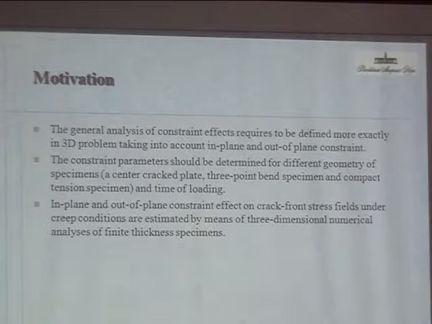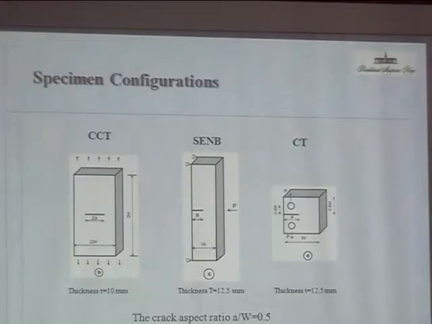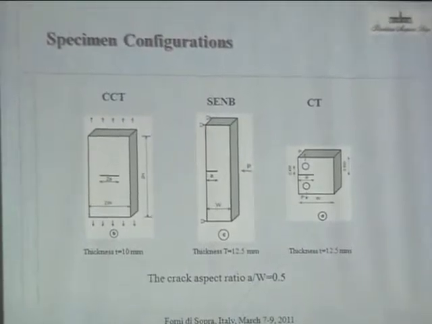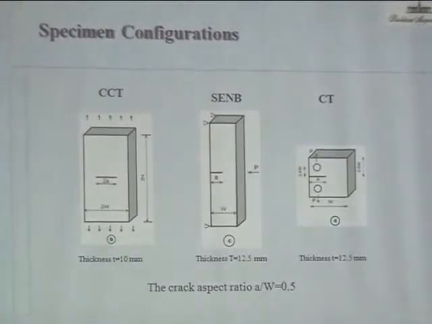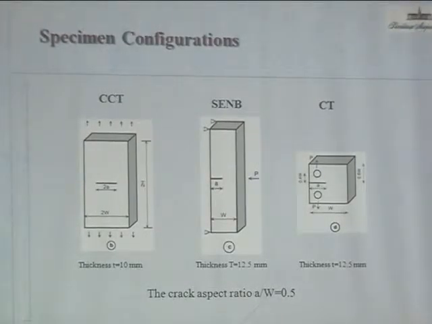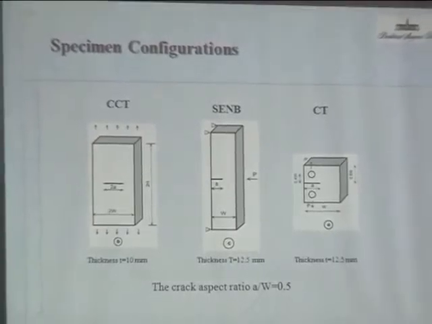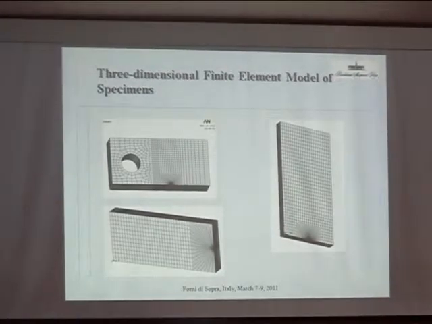So the motivation of this research is the following. The general analysis of constraint effect needs to be defined more exactly, with 3D problems taking into account in-plane and out-of-plane constraint. Secondly, the constraint parameter should be determined for different configurations of specimen. In our case, it's the center crack plate, three-point bend specimen, and compact tension specimen. And of course, we need to take into account the time of loading, because we're talking about configuration of specimen and so on, but we need to remember that the time of loading is very important and has a very strong effect on constraint parameters. And finally, in-plane and out-of-plane constraint effects on the crack front stress field under creep conditions are estimated by means of three-dimensional numerical analysis of finite thickness specimens in this research.